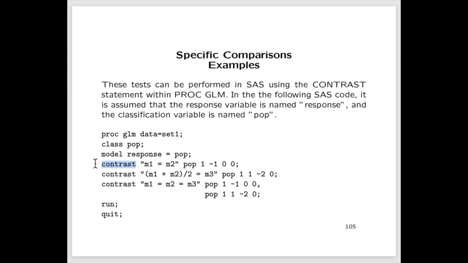And the contrast statement has associated with it, first off, the contrast statement itself. And then we have some kind of a label inside either single or double quotes, it doesn't matter, which labels the contrast so that we can identify it on the SAS output. Then we include the classification variable that's on the right-hand side of the model statement, and we include after that the coefficients that define the contrast of interest.